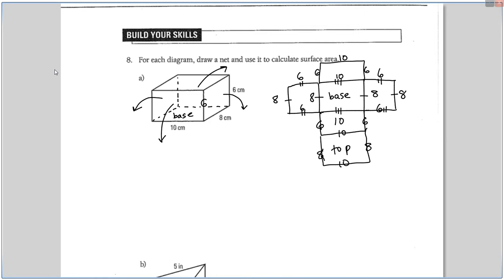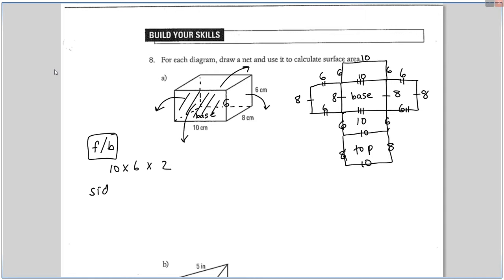And then, to be honest, I would go front, back. The front and back are here, so those are 10 times 6. You guys know length times width, right? And then I would times it by 2 because there's two of them. There's two 10 by 6 rectangles. Then I would do the sides. The sides are over here on the side. 6 times 8, and there's two of them. There's two 6 by 8 rectangles.